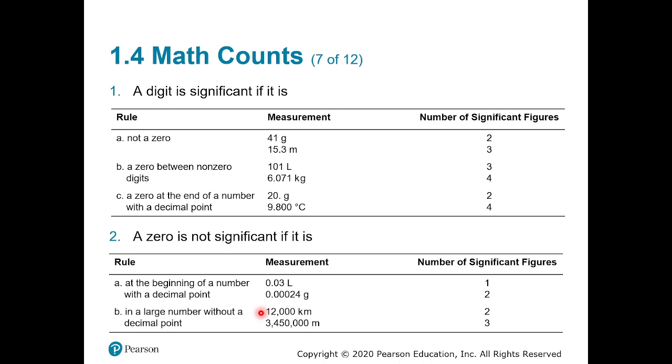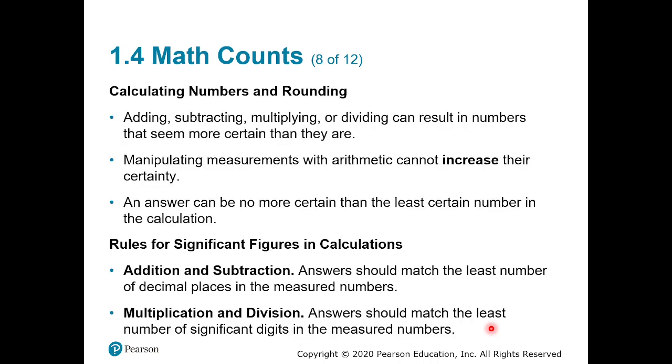This one right here, it's a large number without a decimal place. And so these last 3 zeros here, those are not significant zeros. Okay? Those are there to, again, hold the place. And so the 1 and 2 are significant. That's 2 significant figures. This is 1, 2, 3. That's 3 significant figures.